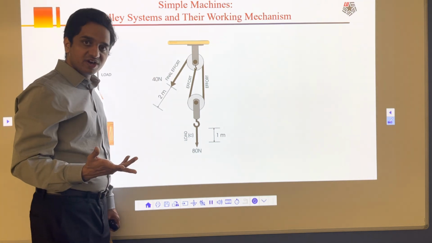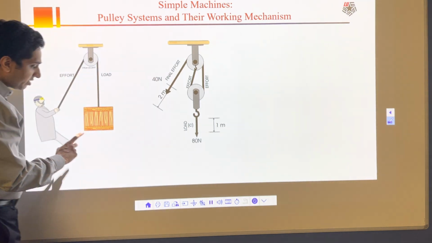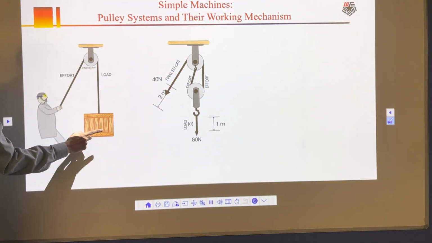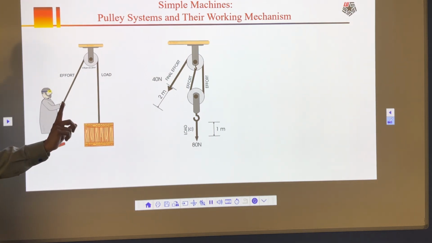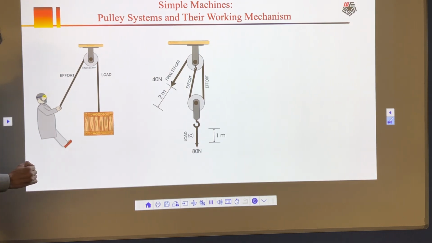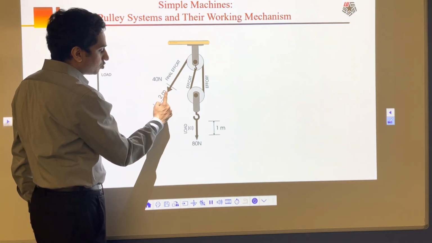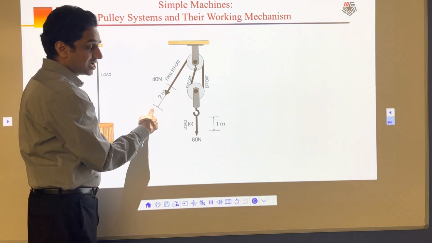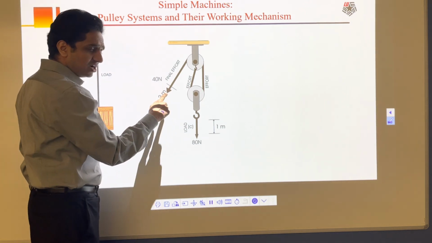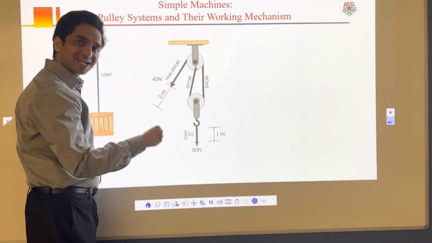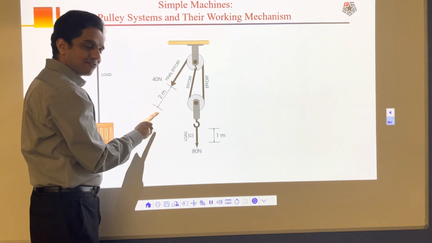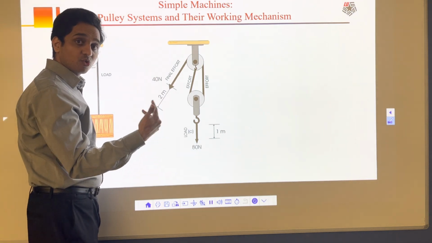The trade-off here is distance. For this one, the same distance: if this is going to go upward 1 meter, you have to pull 1 meter down. This one, if you are going to move upward 1 meter, you have to move 2 meters. And that's your trade-off. So your effort is 50% less, but your distance traveled is twice more.